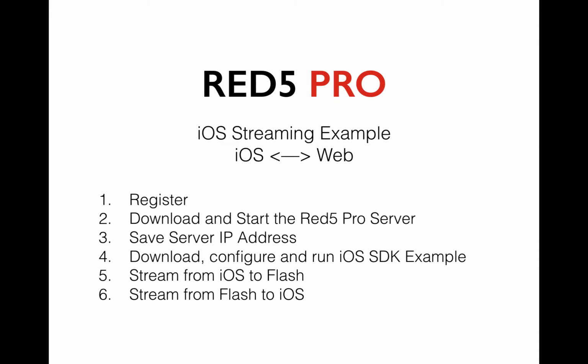Today we're going to talk about the Red5 Pro iOS streaming example, and we'll demonstrate how to stream from iOS to the web, and then from the web back down to iOS. The steps we'll take are: we'll register for a Red5 Pro account, then we'll download and start the Red5 Pro server, save the server IP address, then we'll download, configure, and run the iOS SDK example, and at that point we'll stream from iOS to Flash, and then we'll stream from Flash to iOS.